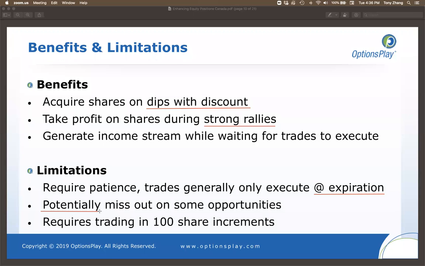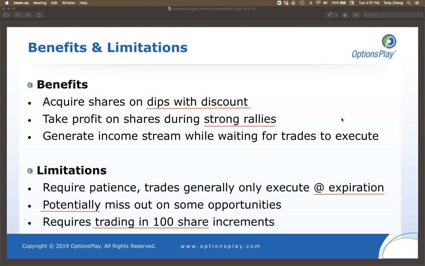But on a cash secured put, if it dips below the strike price and comes right back up a few days later before expiration, you might miss out on that move. So it's important to understand that you do need to be more patient with the strategy, and it does not execute immediately if the stock goes below or exceeds the strike price. And lastly, this strategy does require trading in at least 100 share increments. Not everyone always has the money to trade 100 share increments, especially in the larger cap names or some of the larger priced stocks. But those are some of the limitations that you have.